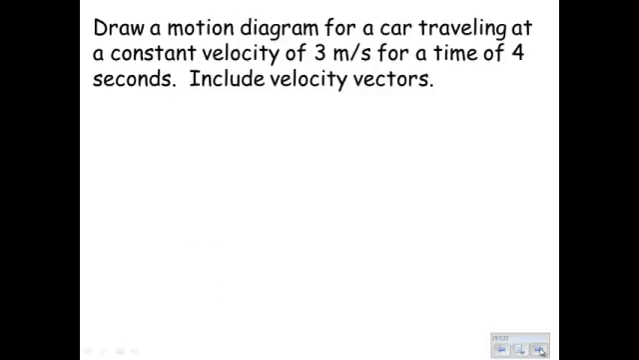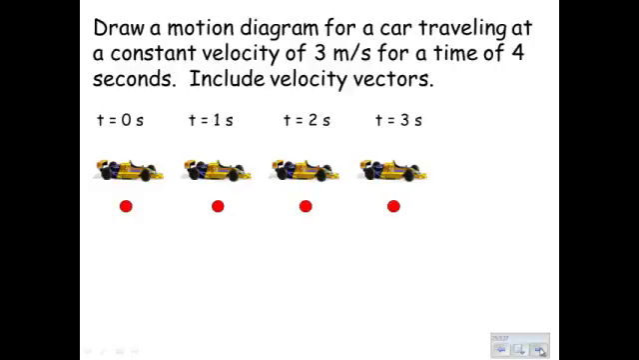So here's a more specific example. Draw a motion diagram for a car traveling at a constant velocity of 3 meters per second for a time of 4 seconds. Include velocity vectors. Here's our car traveling along, and we take a snapshot of that car in 1 second intervals. 0 seconds, 1 second, 2 seconds, 3 seconds, 4 seconds. Notice this is a time period, a time span of 4 seconds.